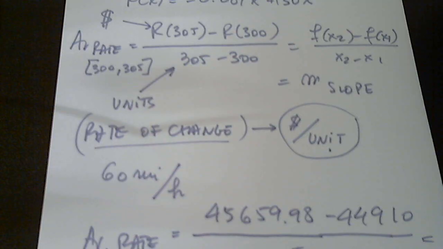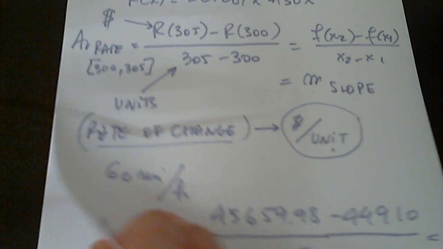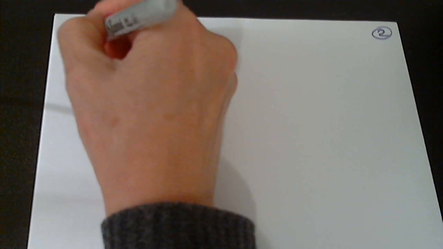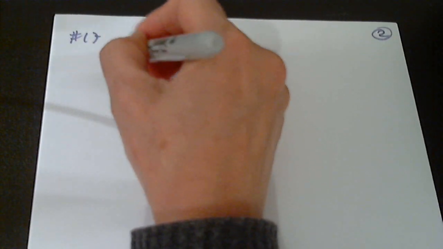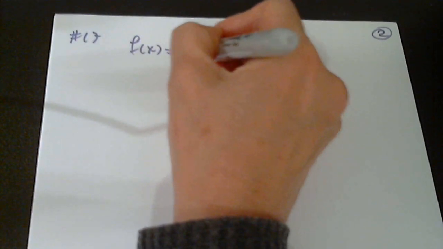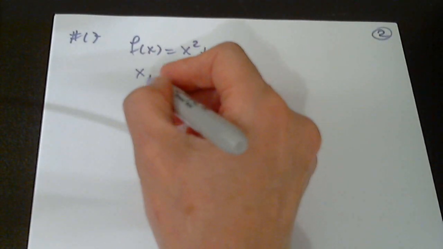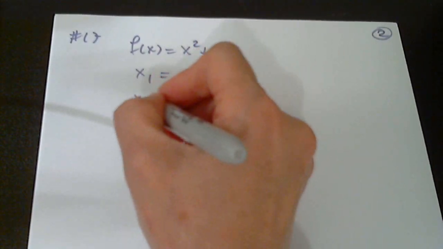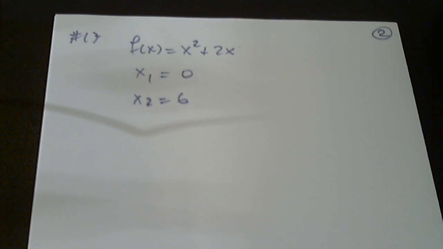So let's choose a problem from 16 to 20. And then let's move on. Can we do 17? Yes, with pleasure. Okay, so let's look at 17. This is my page 2, and this is 17. 17 says f of x equals x squared plus 2x, for x1 equals 0, and for x2 equals 6.